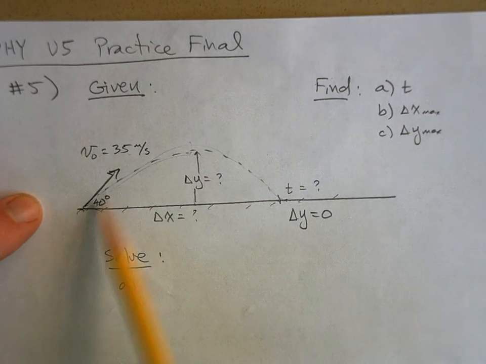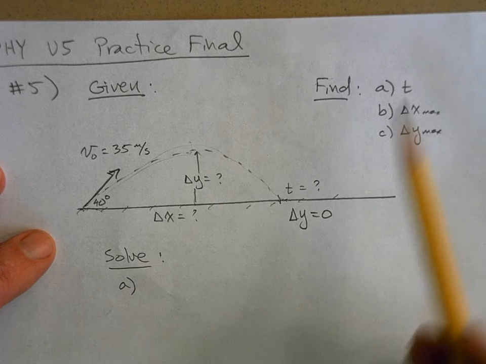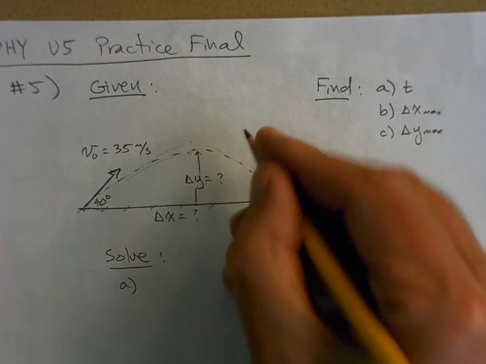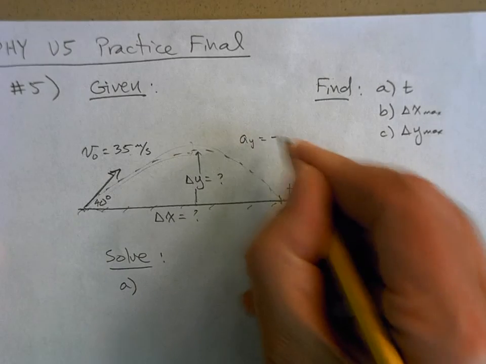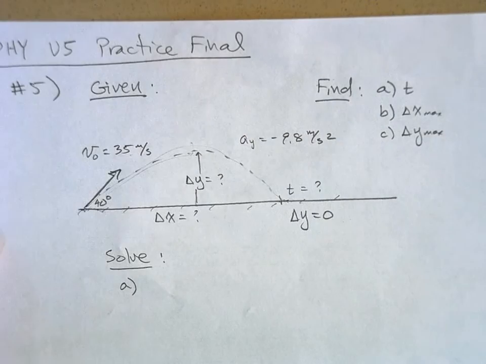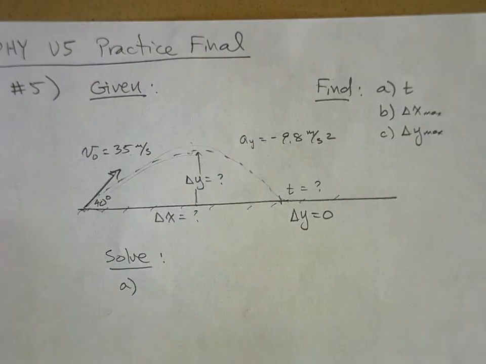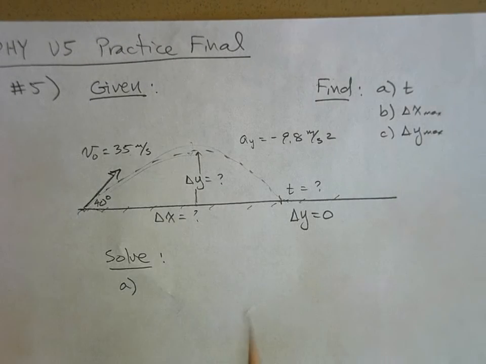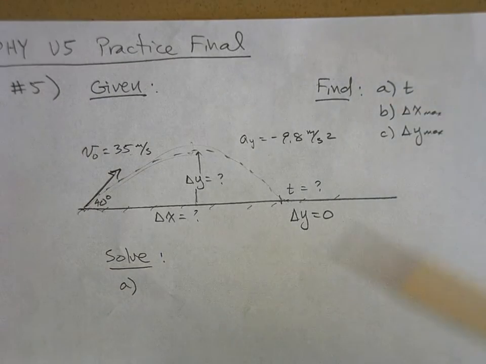Well, if delta y equals 0, and I'm trying to find time, now I look at my 3 kinematic equations. And I only look at them in the y direction, because the x direction has no acceleration. But I know what the acceleration in the y direction is. It's negative 9.8 meters per second squared. Now, I didn't tell you that in the problem, but you need to know that that is the acceleration in the y direction.